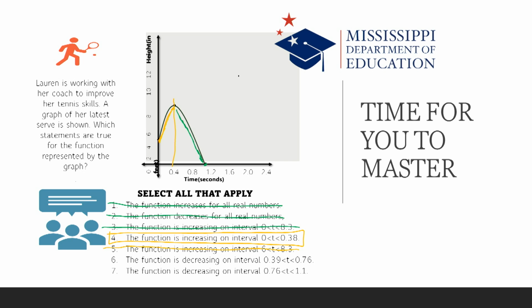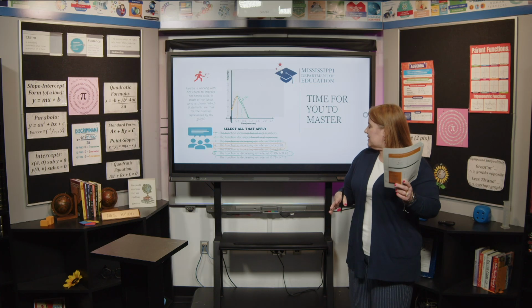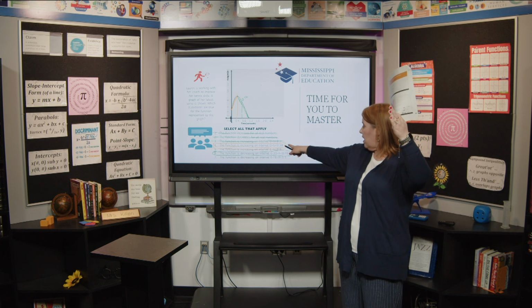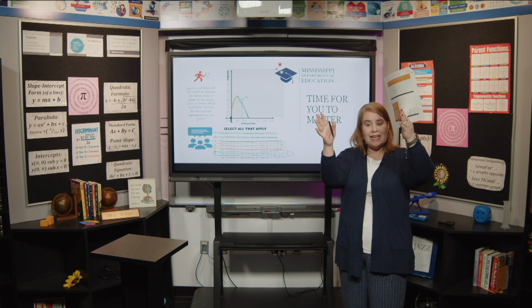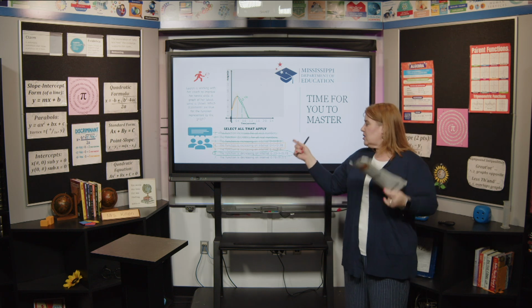It says the function is decreasing on the interval 0.39 < t < 0.76. So let me get my decreasing color back. So right here, which would be 0.39, and I decrease to about right there, which would be 0.76 for my time. So that one's true. That is an interval of space that I am decreasing. From that time of 0.39, which is after the other interval, to about 0.76, I am decreasing in that time frame. So let's look at number 7.